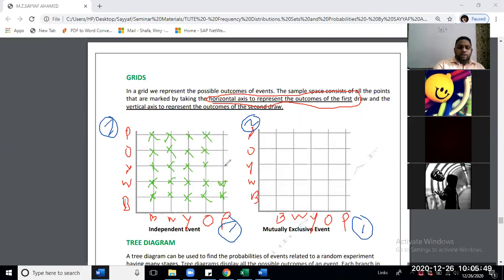When it comes to the mutually exclusive event, the important thing that you need to understand here is the same blue can't come again. Same white, same yellow, same orange, and same pink, the same colors can't come, which means these lines can't be colored. That means you are going to mark this, and this.